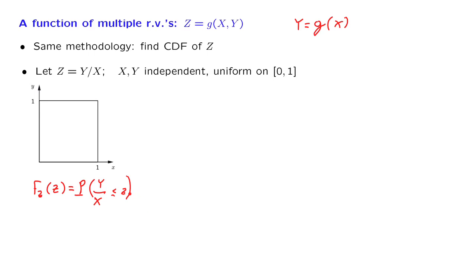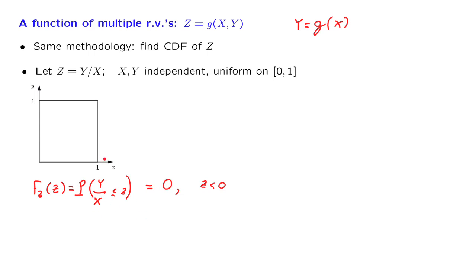What is the probability of this event? Let us consider a few different cases. Suppose that z is negative. What is the probability that this ratio is negative? Well, since x and y are non-negative numbers, there's no way that the ratio is going to be negative. So if z, little z, is a negative number, the probability of this event is going to be equal to 0. This is the easier case.